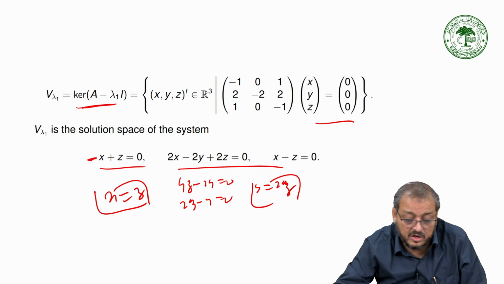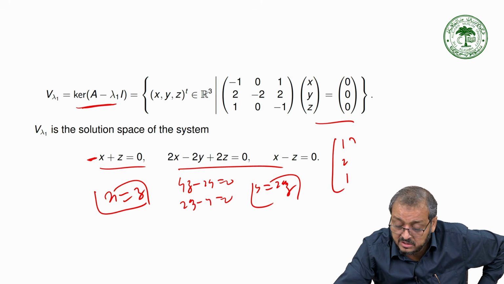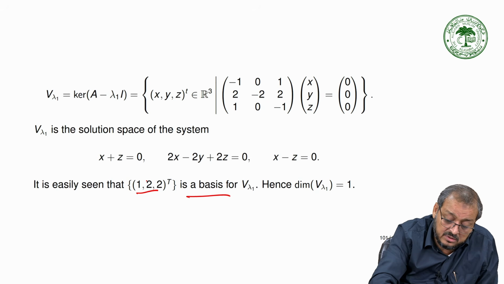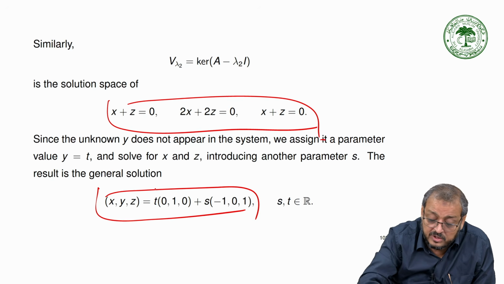Okay, so z is equal to 1, giving 1, 2, 1. This is the correct eigenvector, 1, 2, 1, and this is the basis for this lambda. Now corresponding to this is correct.